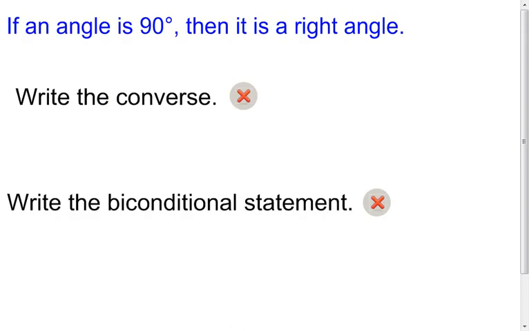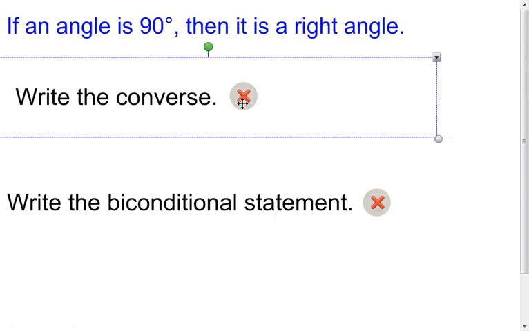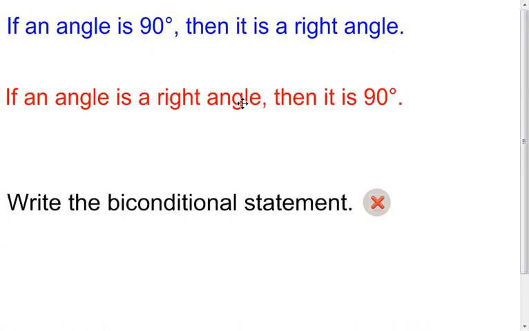Now, a couple examples of it. I'm going to give you a conditional statement here in blue. If an angle is 90 degrees, then it is a right angle. What I want to do is write the converse. So I'd hit pause, write it down, see if you can get it right, and then unpause it to see what the converse of the statement is. Remember the converse, we just switched the order. So now I'm going to have: if an angle is a right angle, then it is 90 degrees.